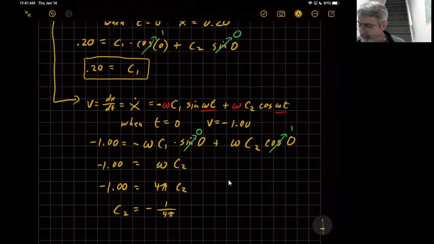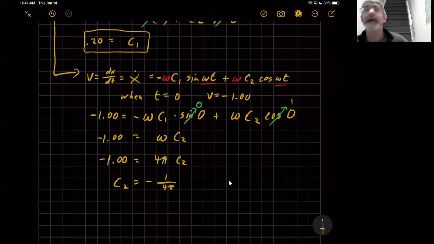We could give a decimal approximation of that. If we were doing a problem, we probably would. Oh, actually, I do have my calculator right here. So let me do that real quickly. 4 times pi, and then 1 divided by answer. So that is approximately negative 0.080. So that's what my C2 value is.